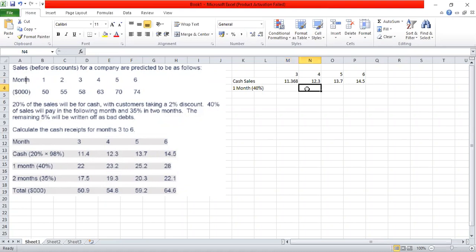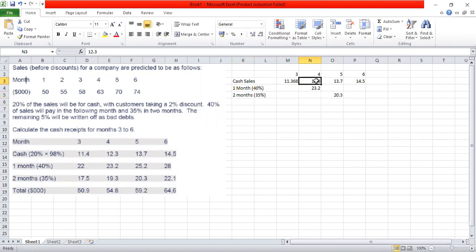So take the amount 58 into 40%. Okay. When will the 35% be paid? That will be paid in the fifth month. So here it will be equal to 58 into 35%. Do you see that? 20% here, 40% here, 35% here.